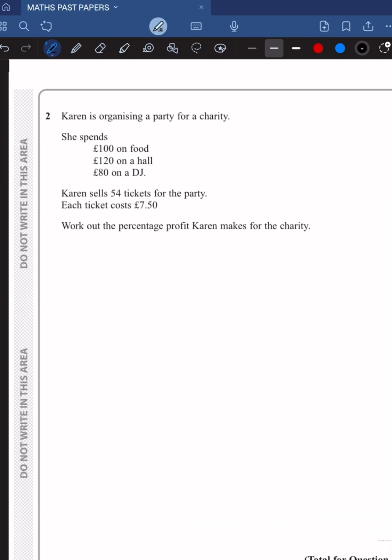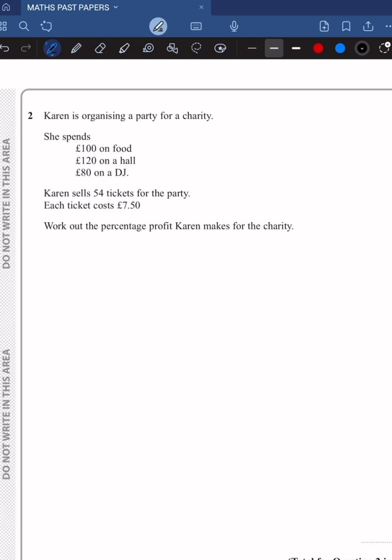Let's go. Karen is organising a party for a charity. She spends £100 on food, £120 on a hall, £80 on a DJ. Karen sells 54 tickets for the party. Each ticket costs £7.50. Work out the percentage profit.